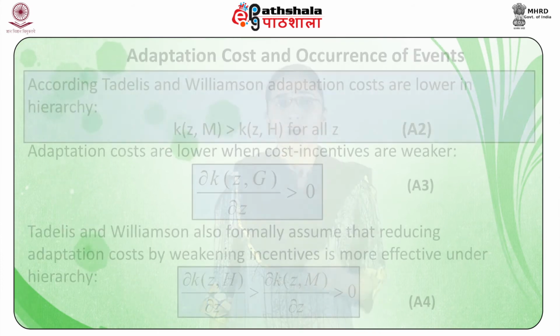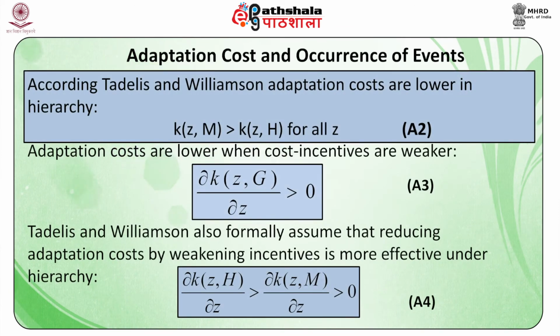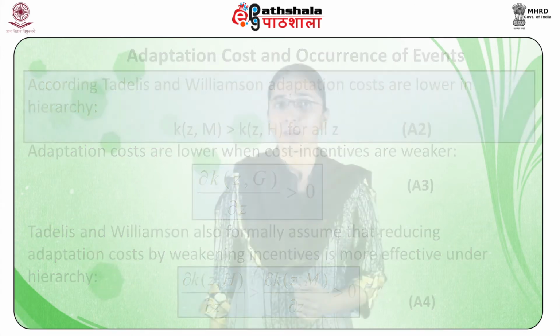According to Tadelis and Williamson, adaptation costs are lower in hierarchy, that is KZM is greater than KZH for all Z's. The intuition behind assumption 2 is supported by the microfoundation of the hold-up problem. The most specific assets of any kind are concentrated under an independent supply stage. The worse is the fundamental transformation. When the supplier holds the dedicated assets, then the temporal lock-in is stronger because the aggregate degree of bilateral dependency has increased.